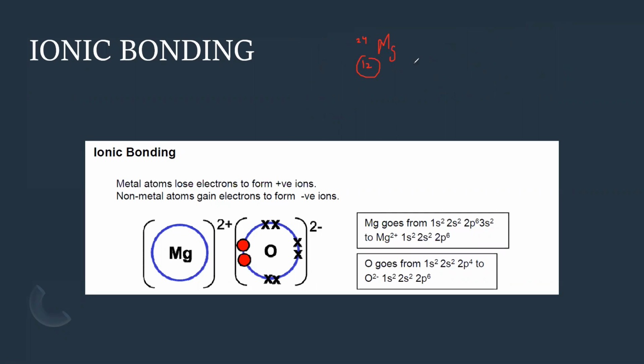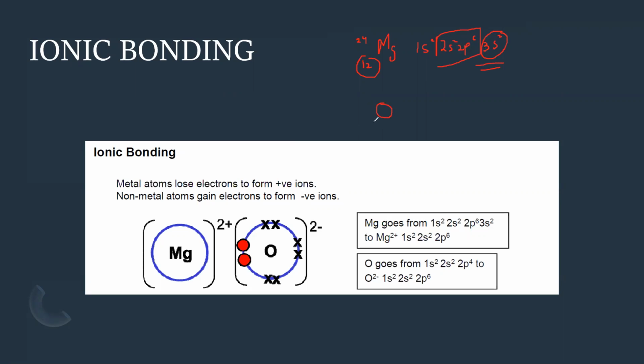So 1s2, 2s2, 2p6, 3s2. So in the valence shell, or the last shell, there are two electrons. And I told you, metals tend to lose all their valence shell electrons, so that the inner shell will be more stable, or complete.